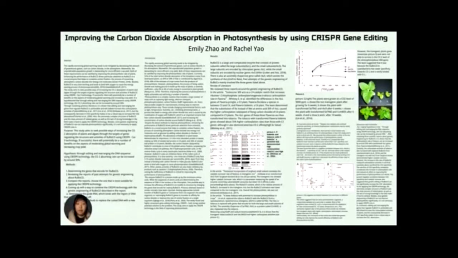Together with Rachel, we're going to be talking about our project on improving the carbon dioxide absorption in photosynthesis by using CRISPR gene editing. First of all, I'm going to talk about how I got the idea of the project. Basically, I saw a YouTube video about someone talking about CRISPR, and I thought it was really interesting and amazing, so I decided to do a project on that.